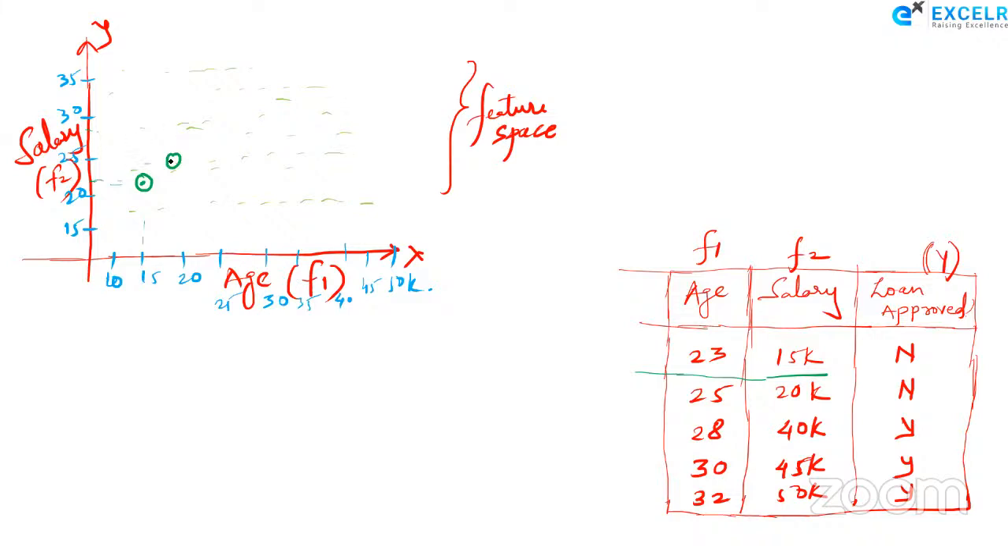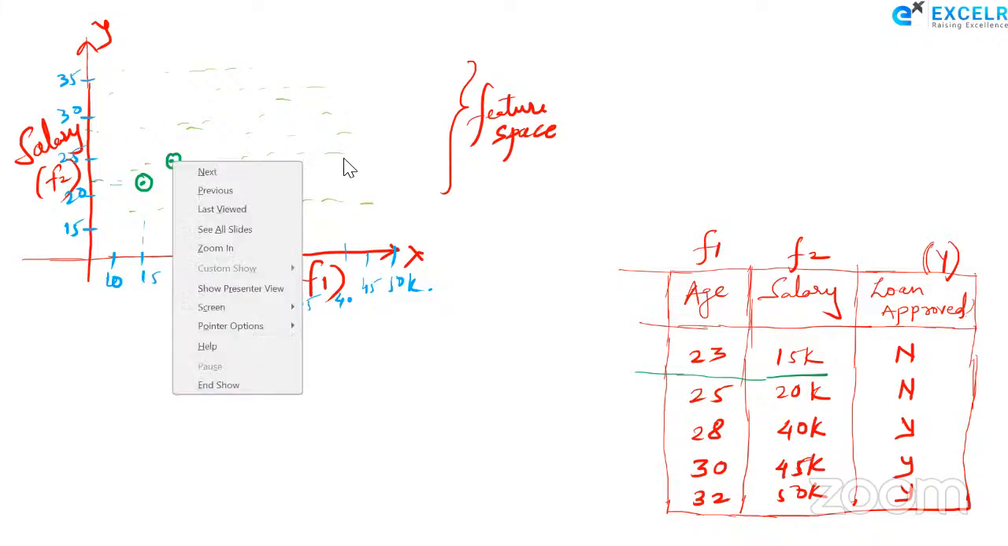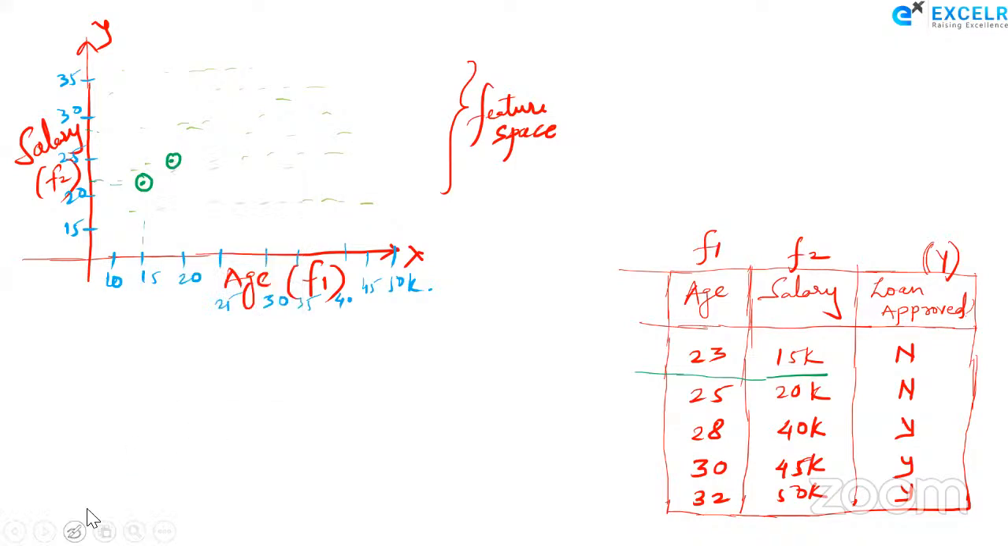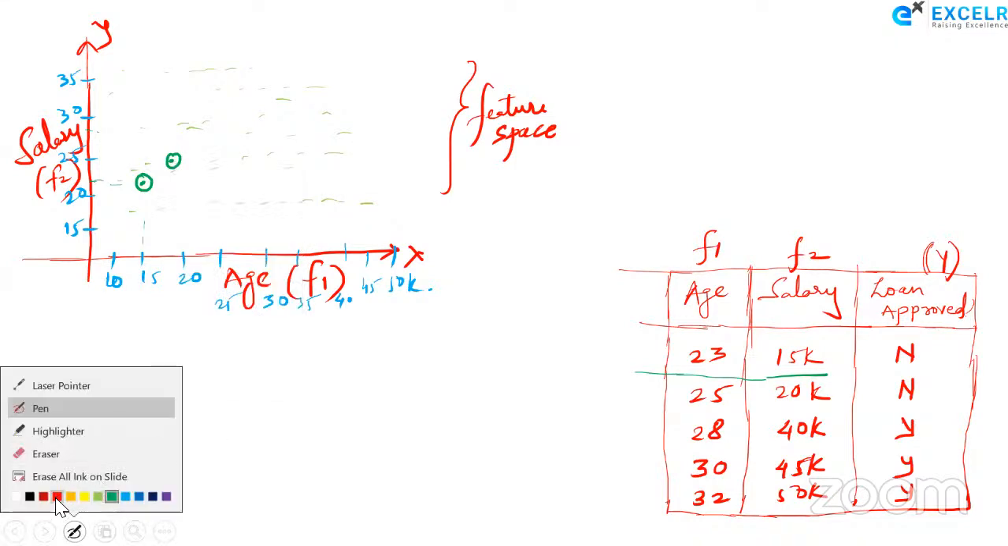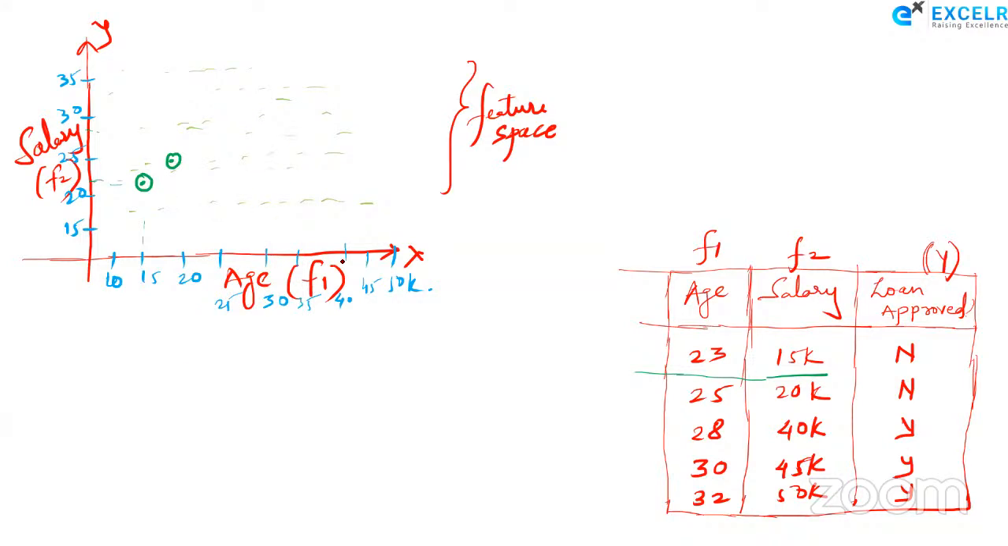Okay, so let me take another color. So let us say 40K and 28 age, somewhere over here. I'm going to draw a plus over here. Then we have 30 and 45, somewhere over here. Okay. 32 and 50K, so somewhere over here.